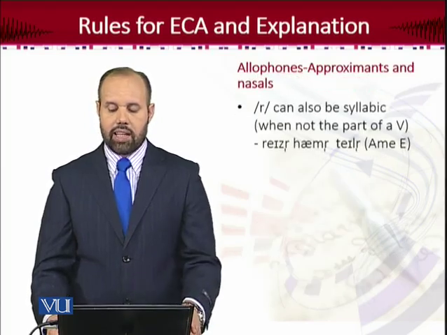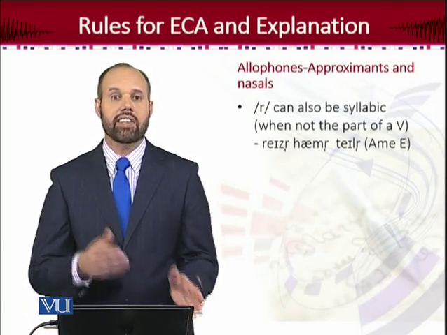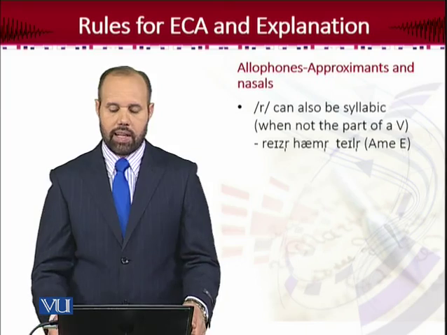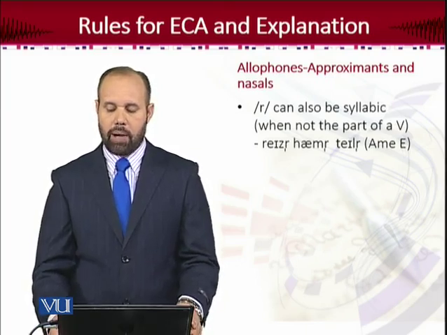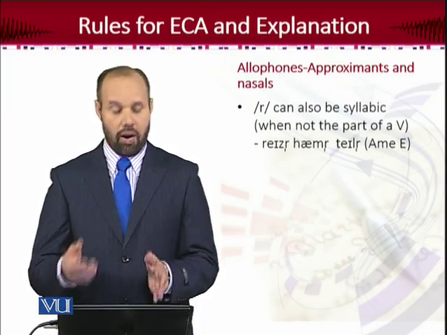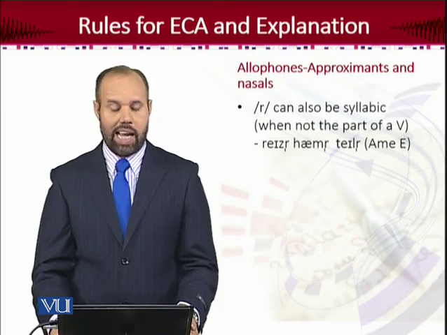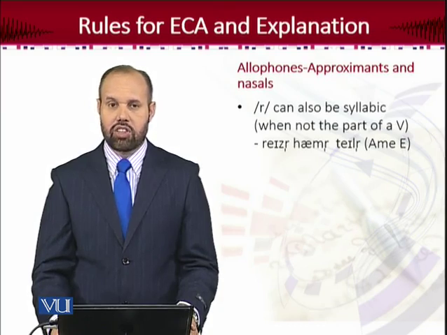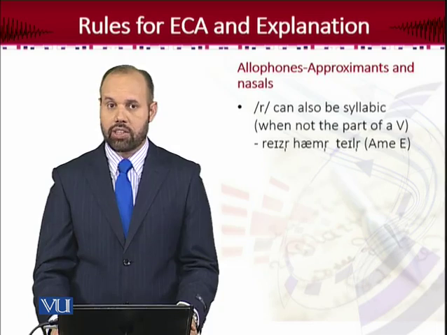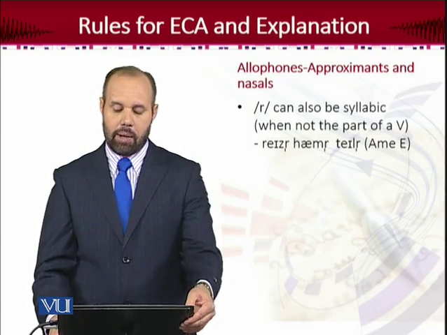Then the r sound can also be syllabic in some contexts. The central approximant r can also be syllabic when it is not part of a rhotic vowel, in words like razor or hammer or tailor, right? And these are features of American English, remember, because these are not found in the RP accent or British English, okay? So r can also be a syllabic sound in American English.